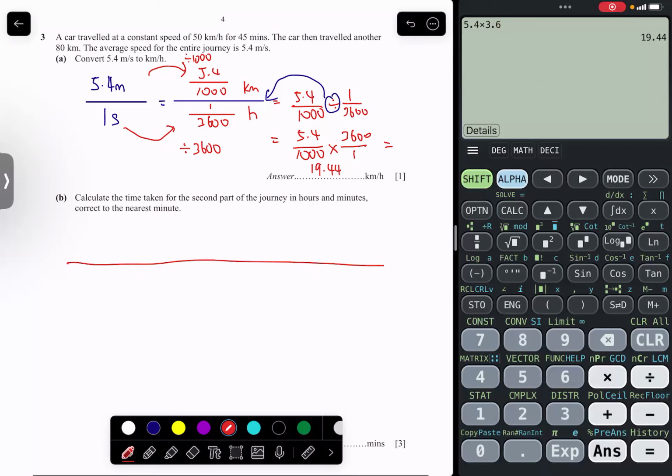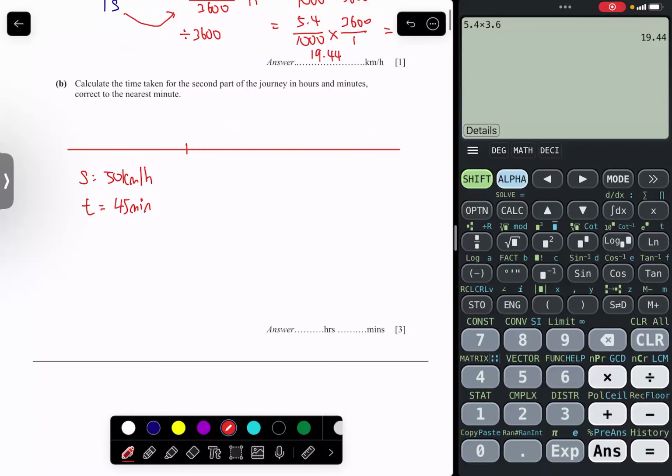Okay, so there's two parts of the journey down here. Firstly, we have a speed of 50 km per hour and a time of 45 minutes. You need to know how to convert time, minutes into hours, divided by 60. So that is 3/4 hour. The distance travelled in the first part will be 3/4 times 50, right? So 37.5 kilometers.